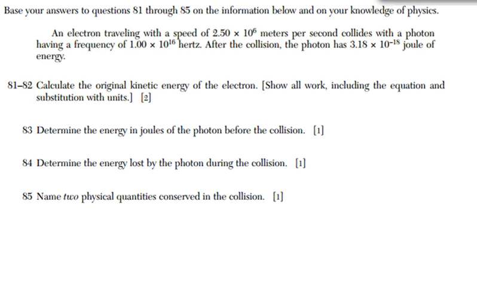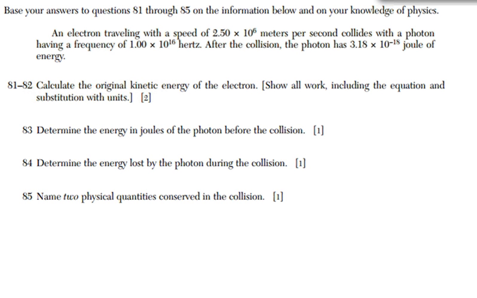All right, so we have an electron traveling with a speed of 2.5 times 10 to the 6 meters per second, collides with a photon having a frequency of 1 times 10 to the 16 hertz. After the collision, the photon has 3.18 times 10 to the minus 18 joules of energy. Calculate the original kinetic energy of the electron.